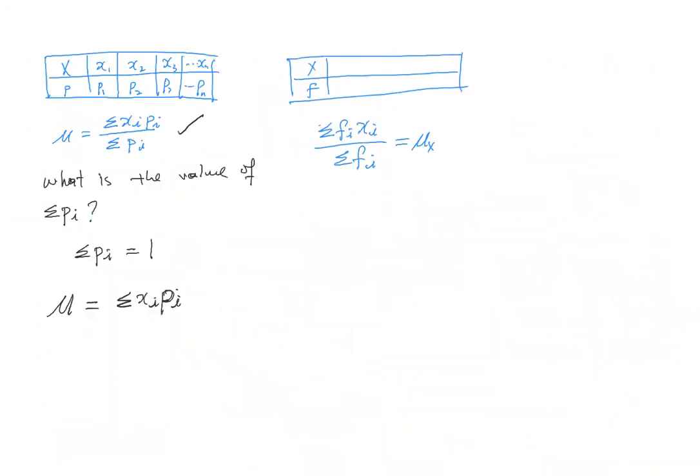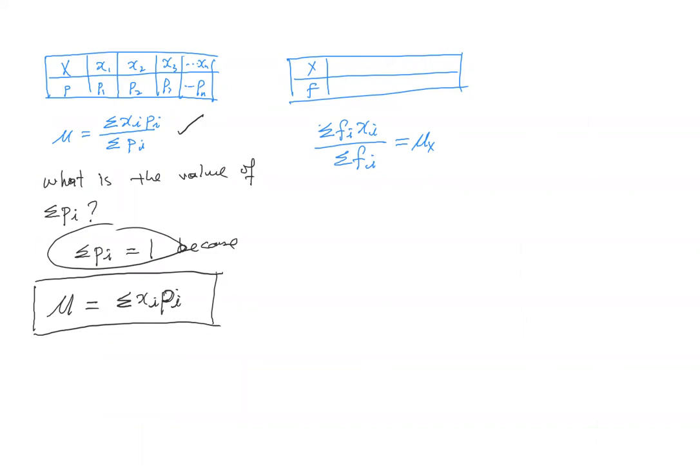So remember this. For probability distribution table, to find the mean, you use this formula. Why is this formula like that? Because of this. So do write this formula in your one-page handwritten notes. Are you okay?